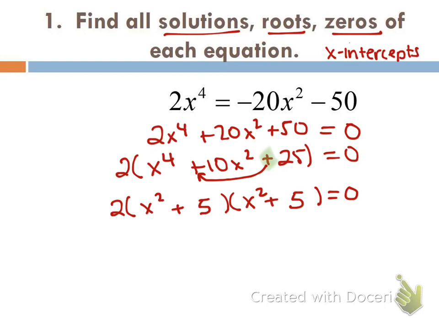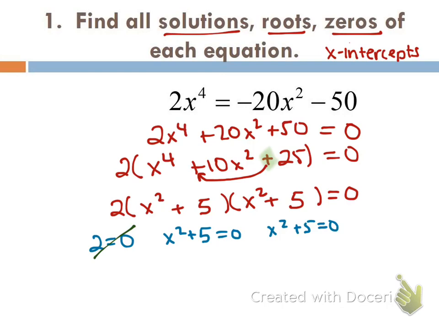Okay, after I factor, we set all of our factors equal to 0. The greatest common factor equals 0. The x squared plus 5 is equal to 0. And the x squared plus 5 is equal to 0. We set everything equal to 0, and then we solve. Our greatest common factor doesn't tell us anything at this time. It might eventually, but not right now.